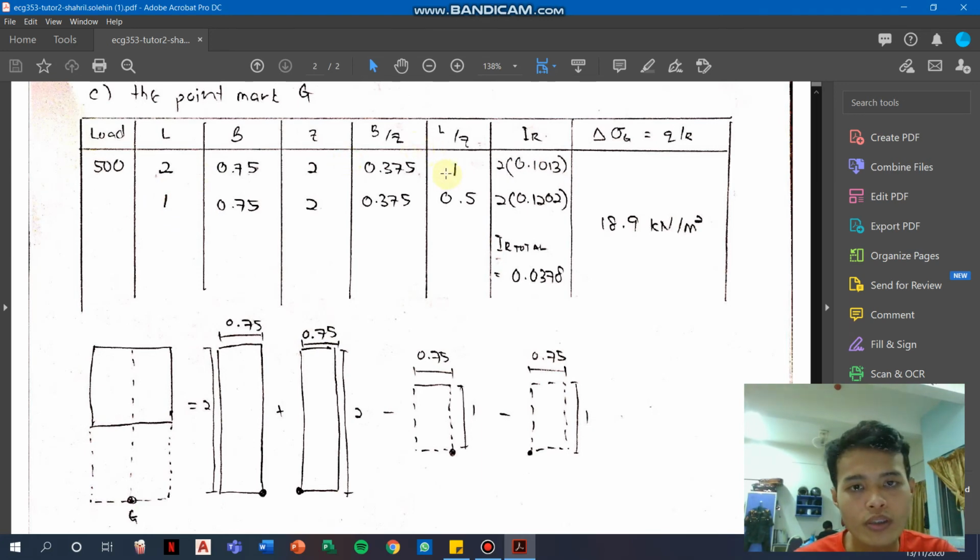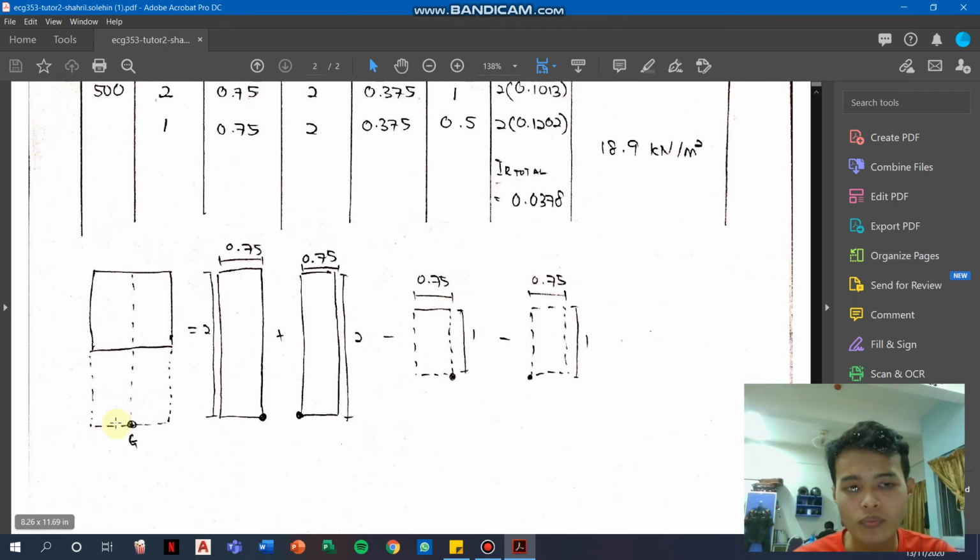We find B over Z, L over Z and IR, then we multiply by 2, and we get the total IR, which is 0.0378. To find the vertical stress at the point marked G, we use the formula Q times IR. Q is 500 and IR is the total IR of 0.0378, and we get 18.9 kilonewton per meter squared.